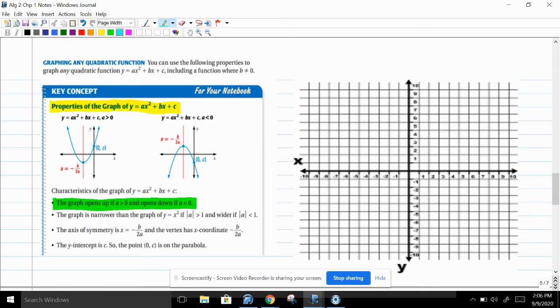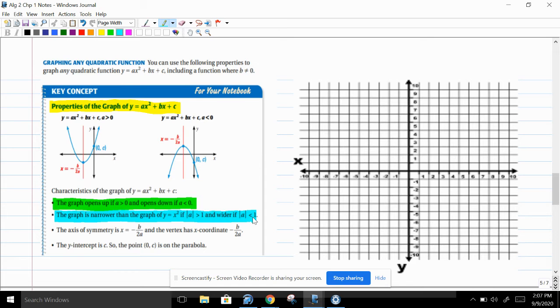The next thing I want to talk about is right here, okay? The bigger the a value, I'm going to simplify this one for you, the skinnier the graph. The smaller the a value, the wider the graph. So as a gets bigger, 1, 2, 3, 4, 5, it's going to get skinnier and skinnier. As a gets smaller, like 1/2, 1/3, 1/4, 1/5, it's going to get wider and wider and wider.